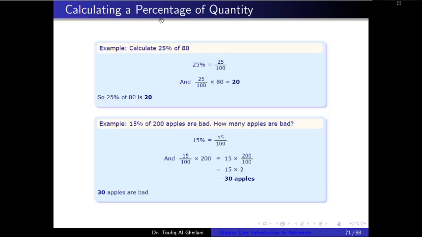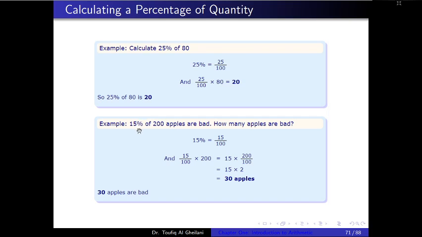Now calculating a percentage of a quantity. So calculate 25% of 80. So 25%, that means 25 over 100. Then we multiply by 80, and we get 20.